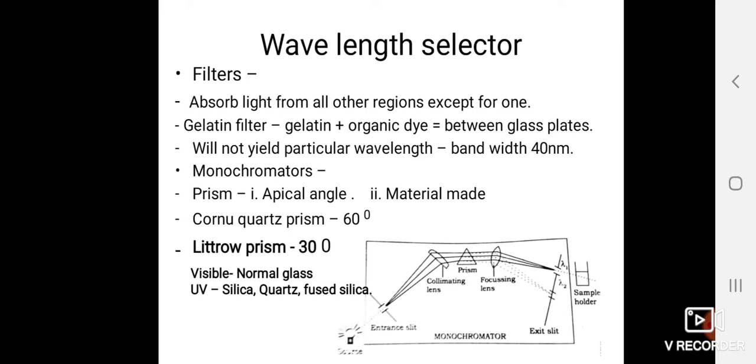The light which comes out of the prism falls into different ranges. So they use the Cornu quartz prism, which has a 60 degree apical angle, and the Littrow prism, which has a 30 degree apical angle. For visible radiation, generally people use prisms of normal glass, but when we want to use UV radiation, it's always suggested to use silica quartz or fused silica, because normal glass is going to heat up when UV radiation falls on it.